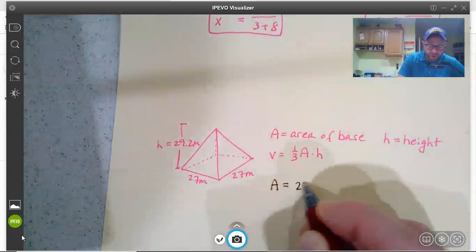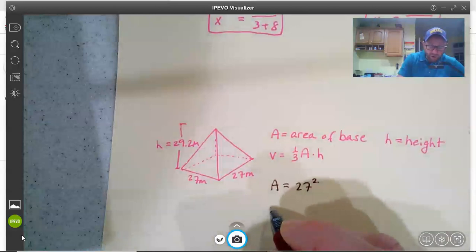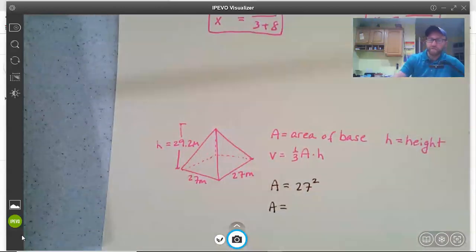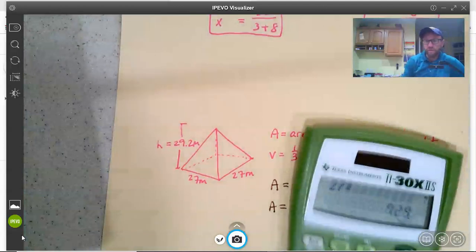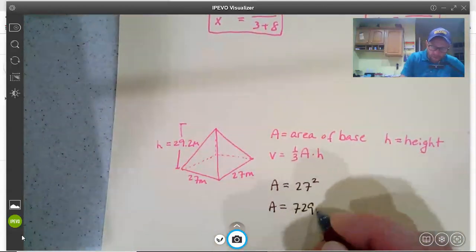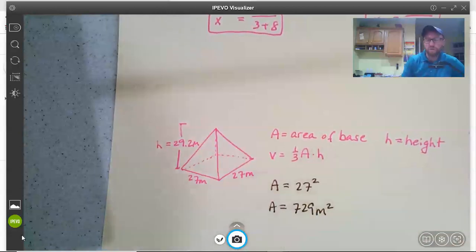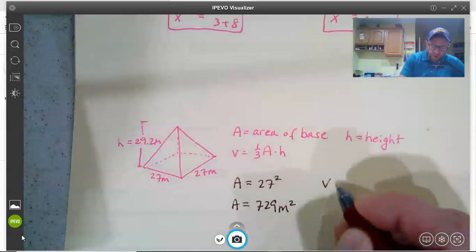So the area is 27 squared, because that's how I find the area of a square. That's a square I don't know off the top of my head, so we'll go 27 squared. 729. Now I'm going to put meters squared because our original measurements were in meters, and so our area should be meters squared.